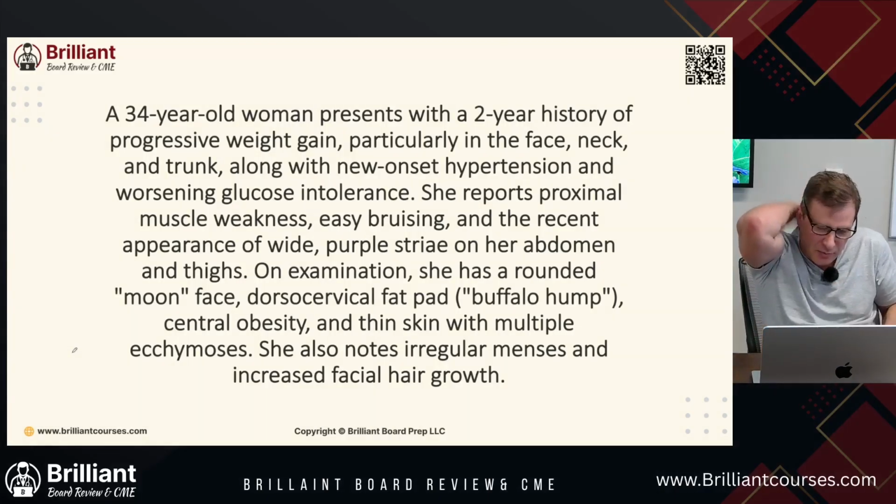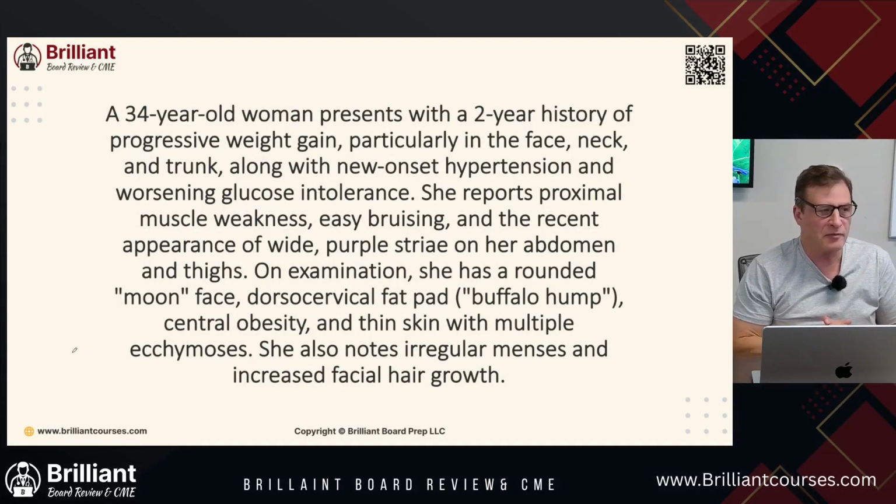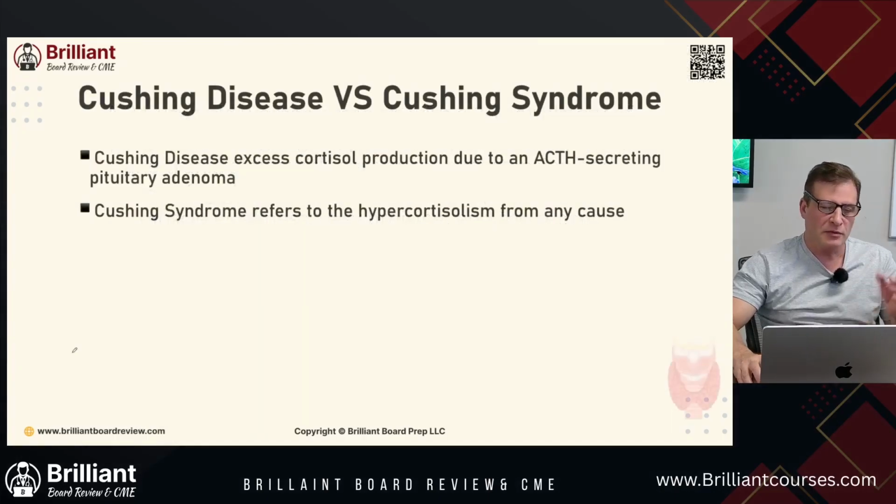That's the buffalo hump. They may say that. They're not going to say buffalo hump. They're going to say dorsal cervical fat pad. And central obesity, thin skin with multiple ecchymosis. She also notes irregular menses and increased facial hair growth. What do we have here? Hypercortisolism.